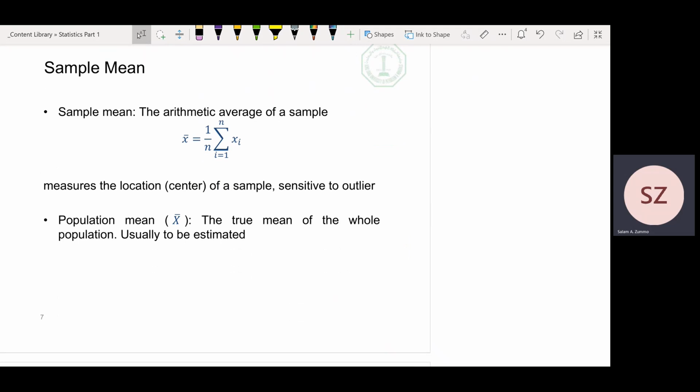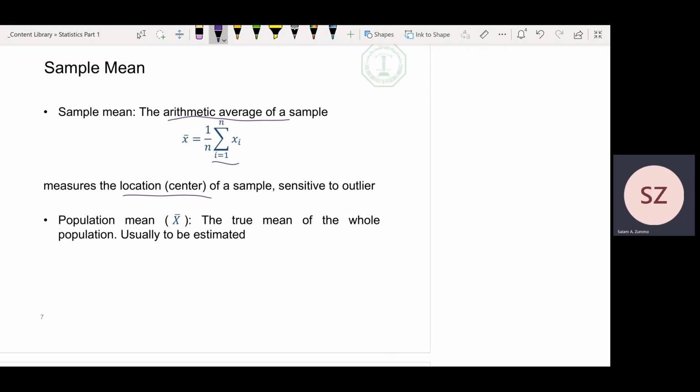Okay, now if I have a certain sample and I would like to find the mean of the sample, I need the sample mean. Okay? What do you do? If I give you a set of numbers, ages of students or GPA of students, how do you find the average? I add them and divide by their number, right? So basically, the arithmetic average of a sample is simply the summation divided by n. It measures the location, the center of the sample.